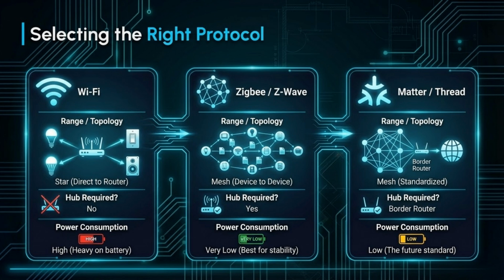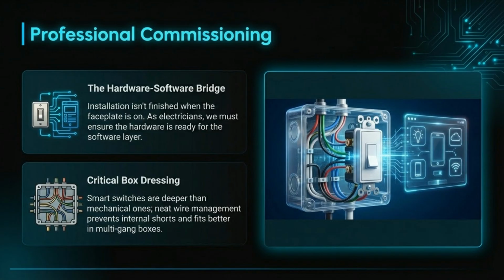Selecting the right protocol is key. Wi-Fi offers a star topology, Zigbee/Z-Wave uses a mesh network with low power, and Matter/Thread is the low-power standardized mesh feature. Professional commissioning involves the hardware-software bridge and critical box dressing. Smart switches are deeper, requiring neat wire management to prevent shorts and ensure fit.